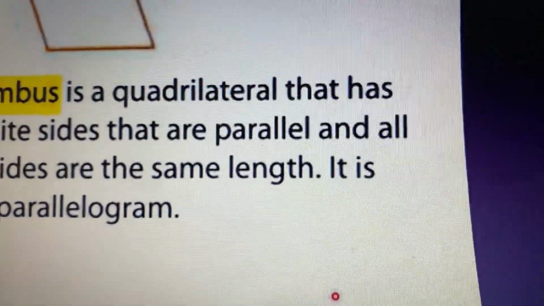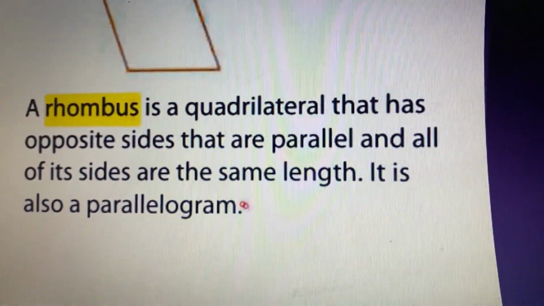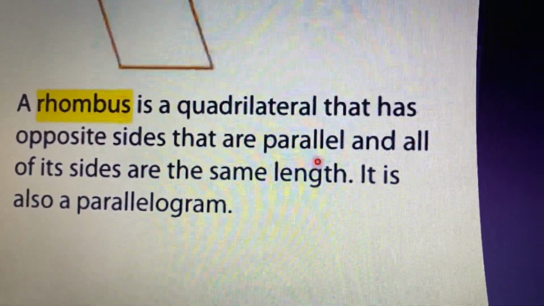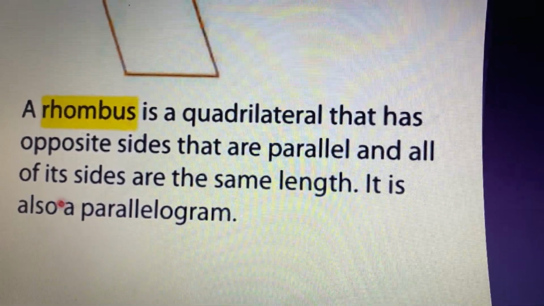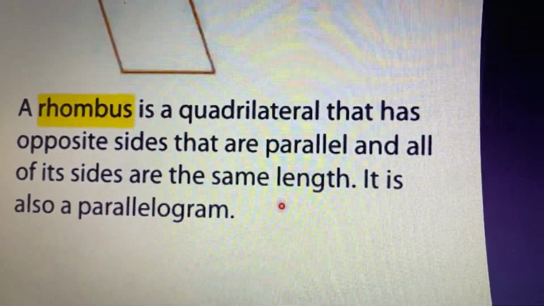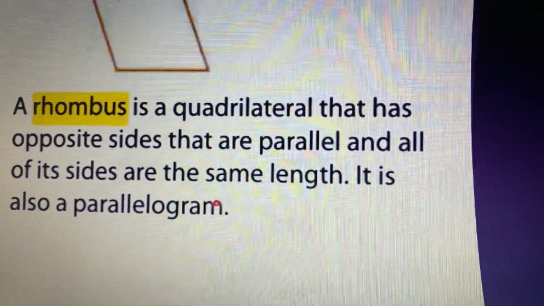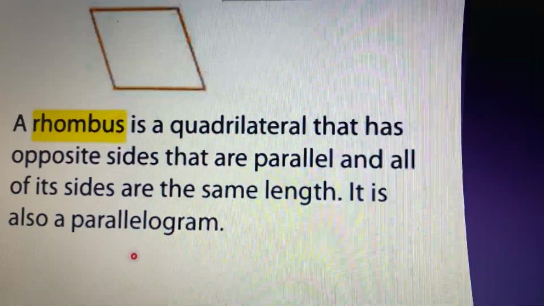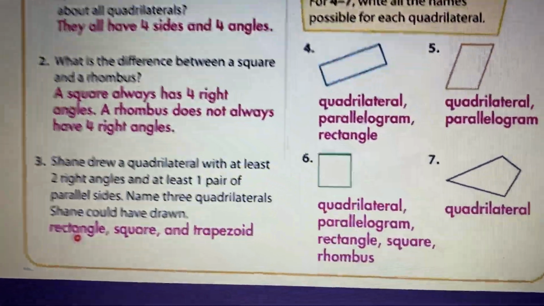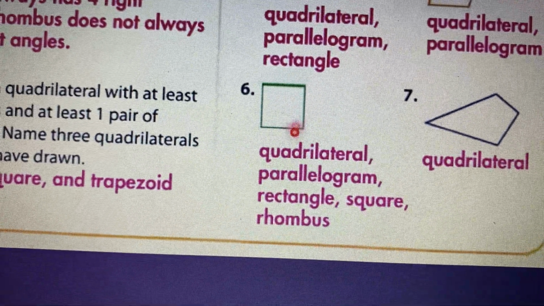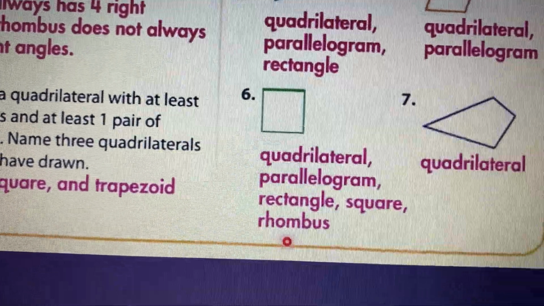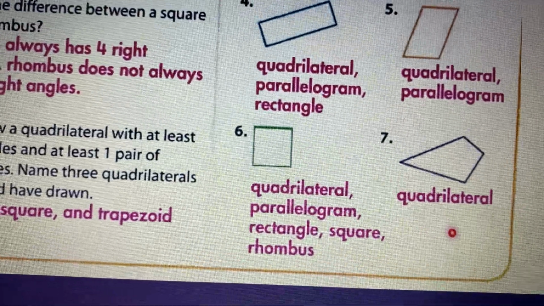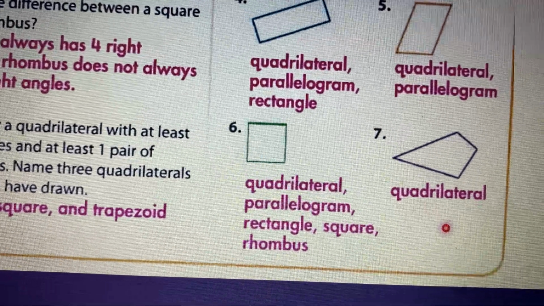Let's go back and take a look at the rhombus. A rhombus has two opposite sides that are parallel. A square has two. All sides have the same length. A square also. And also it's a parallelogram. The square is also the same. So I can say that the square is a rhombus, but the rhombus is not a square, okay? And the last shape is, of course, a quadrilateral. We said about this.